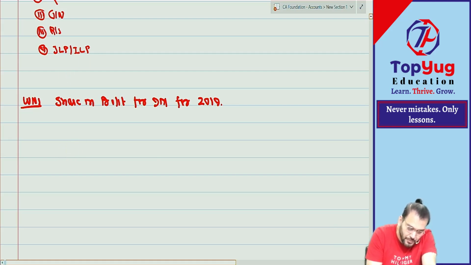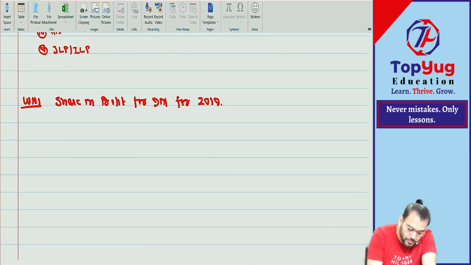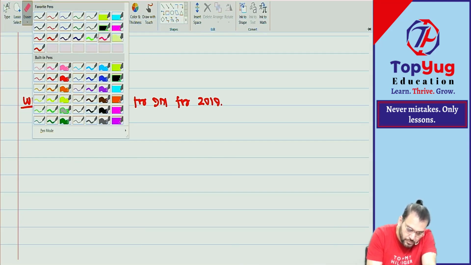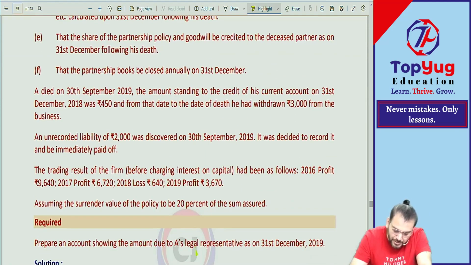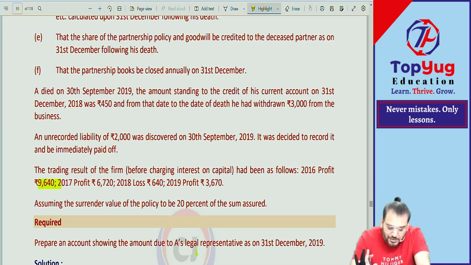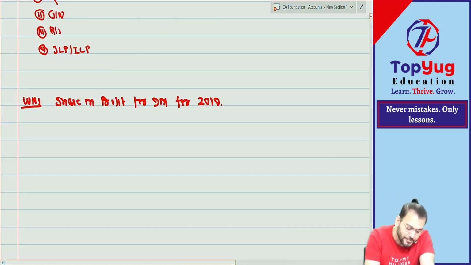But the question is silent now. Nothing has been given. Based on which profit? They have not said anything. They have given for goodwill, but here nothing has been given, so we'll take actual profit. Whenever the question has not given any information to estimate profit, better take actual profit. So we'll take actual profit only.